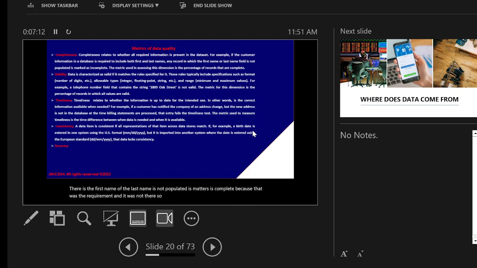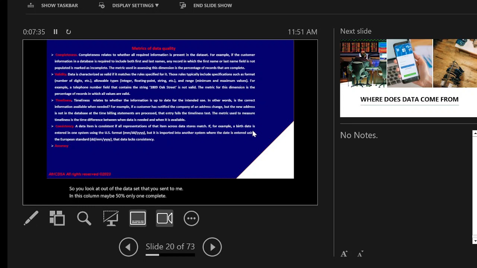The metric that is used for assessing this dimension is the percentage of records that are complete. So you look at, out of the data set that you sent to me, in this column, maybe only 50% are complete.